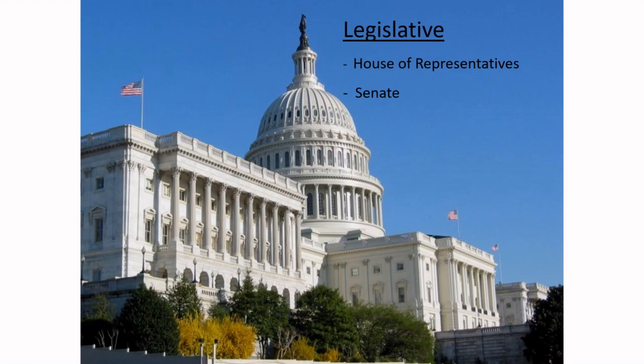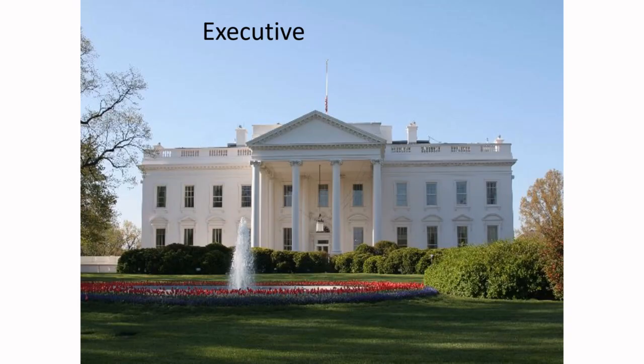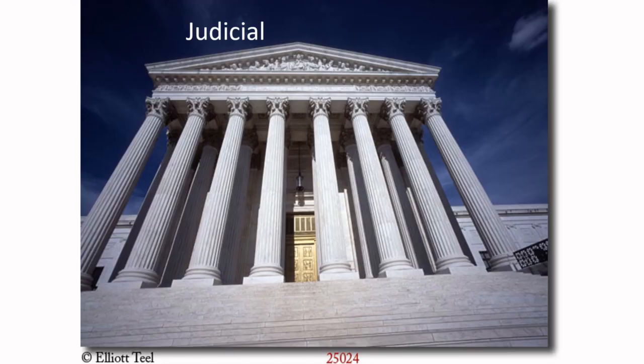Next, we will talk about the executive branch. The executive branch is headed by the President of the United States. It is the job of the executive branch to enforce the laws made by the legislative branch. And then lastly, we will talk about the judicial branch. This is the court system, and it is the job of the federal court system to determine what the federal law is and to apply it.